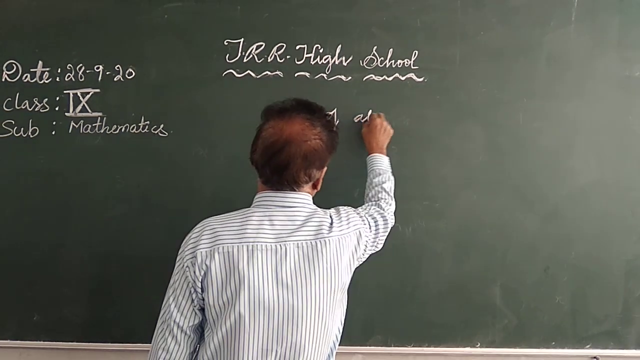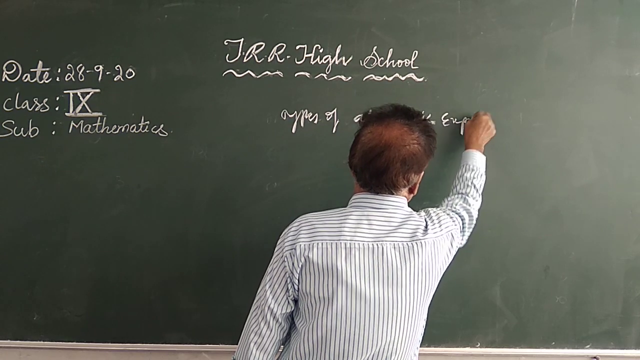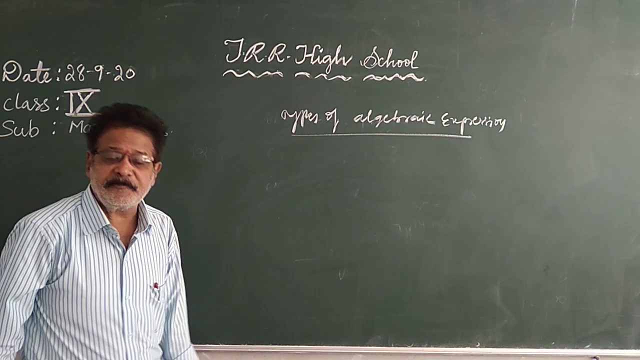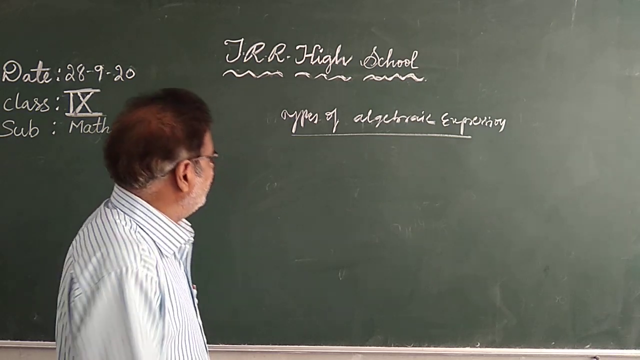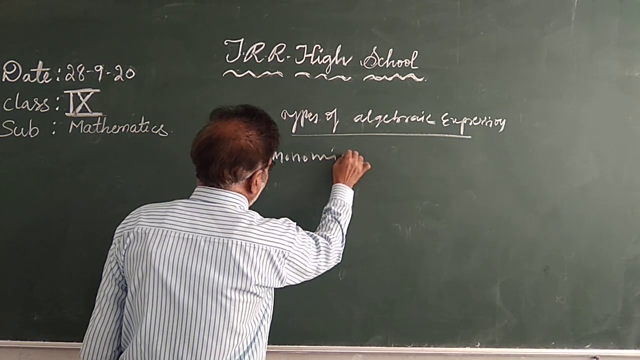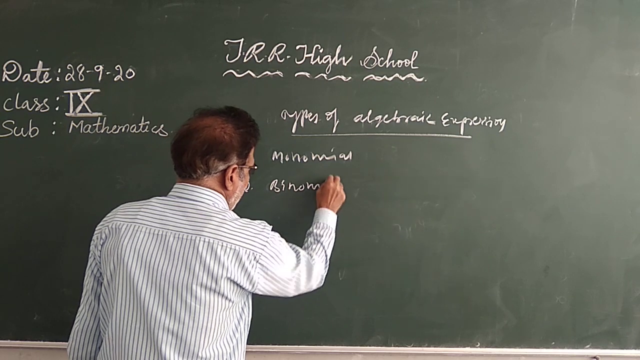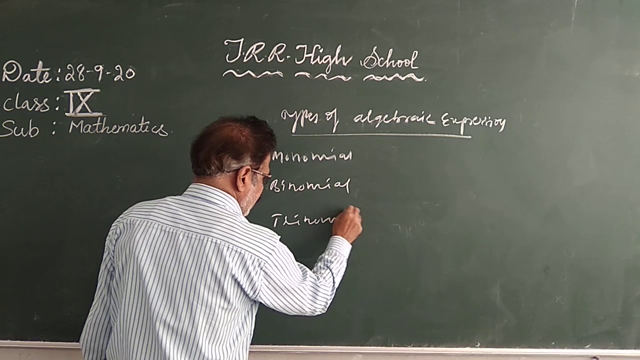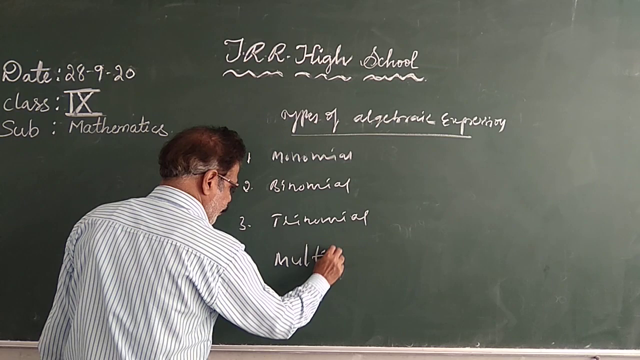Types of algebraic expression, with respect to the number of terms. So let us say, we know, first, monomial. Second, binomial. Third, trinomial. Fourth, multinomial.